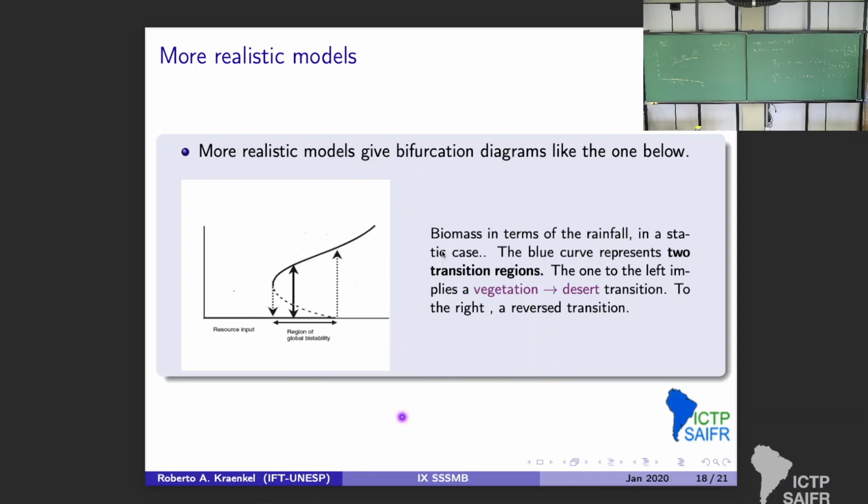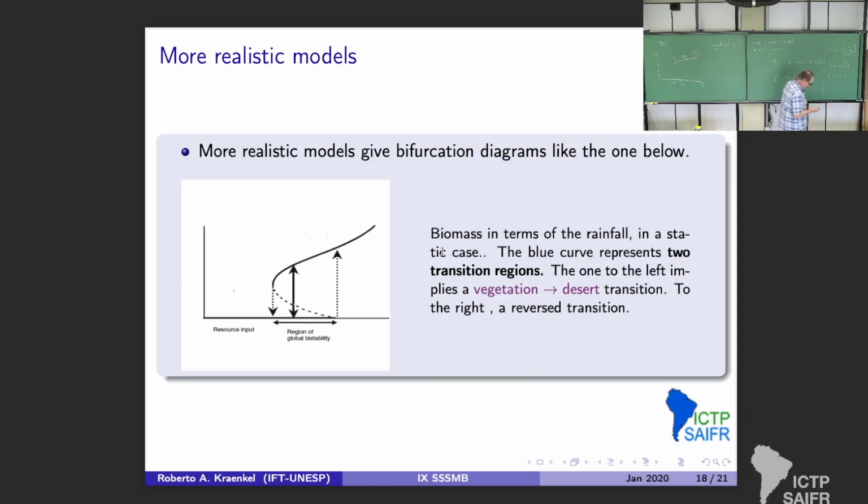But exactly, what you have here is one part that is just what we had before, which is the transition that goes from the bistable region to the left here. And then here, there is the possibility of a reverse. But obviously, this is connected. You have to have the rainfall. Obviously, in nature, you will have other hydrological factors that are important.